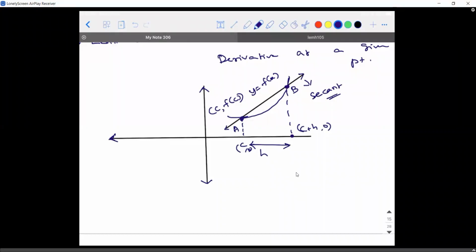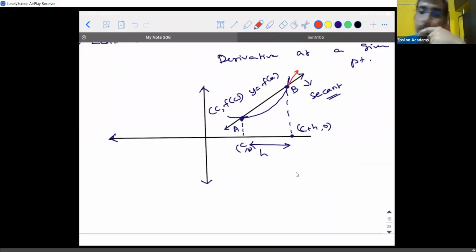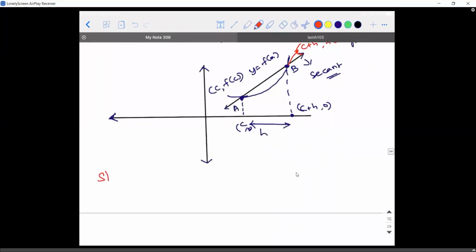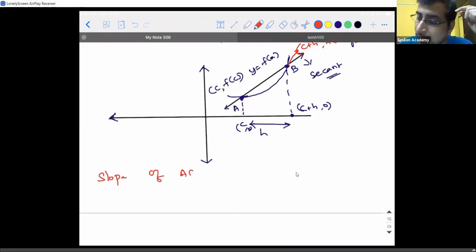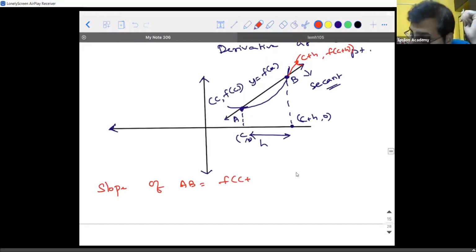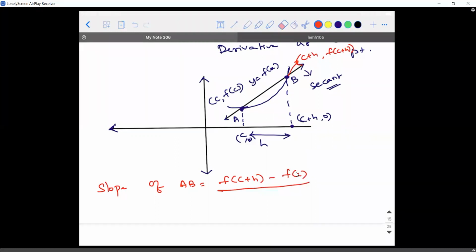Yes, sir. Similarly, the coordinates of point B will be what? C plus H, comma f of C plus H. Right. Now, if I ask you what is the slope of AB, what are you going to tell me? Is it not y2 minus y1 divided by x2 minus x1?